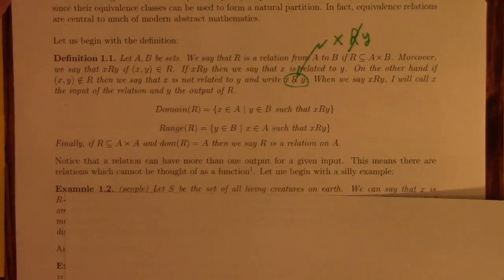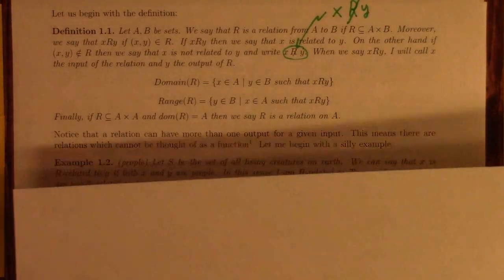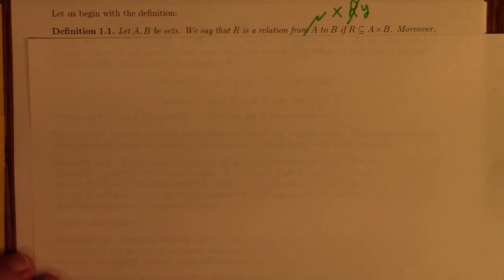Let A and B be sets. We say R is a relation from A to B if R is a subset of A cross B. That's very, very generous. So many different things can be subsets of A cross B. This notion of a relation is incredibly flexible.